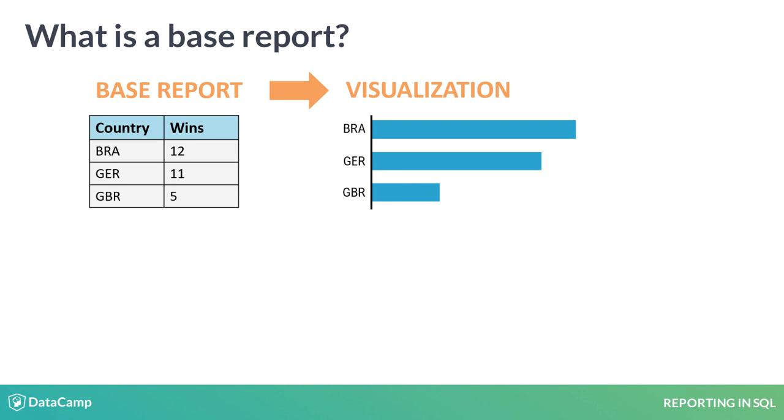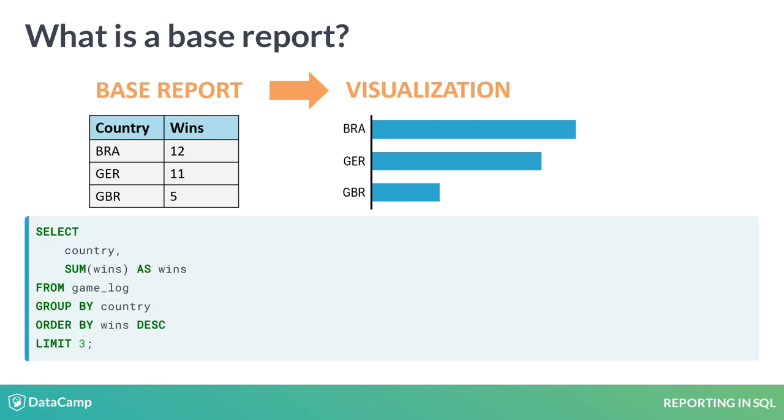For example, the bar on the right is our visualization, which shows wins by country, is ordered by wins, and only keeps 3 rows. This visualization references the data from the base report shown on the left, which we can get using this SQL statement. This query pulls in country and wins from the game log table. The output is ordered by wins in descending order and keeps only the top 3 rows.